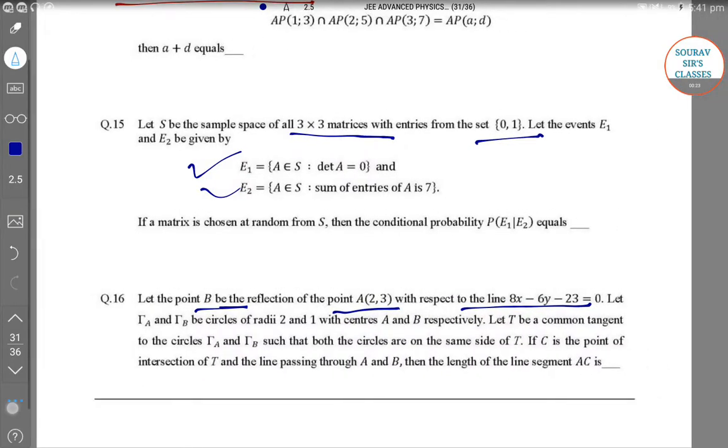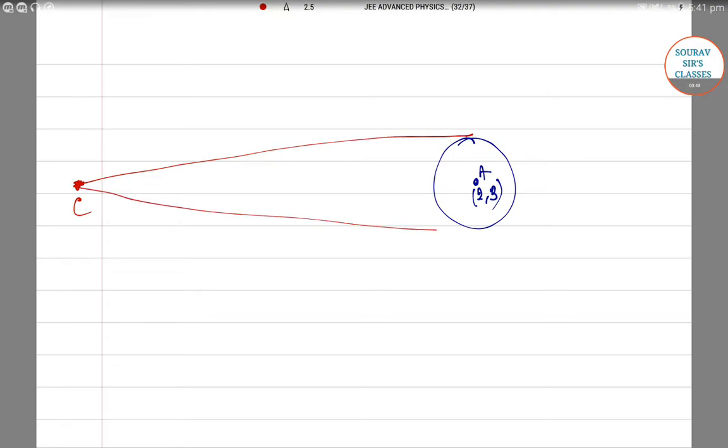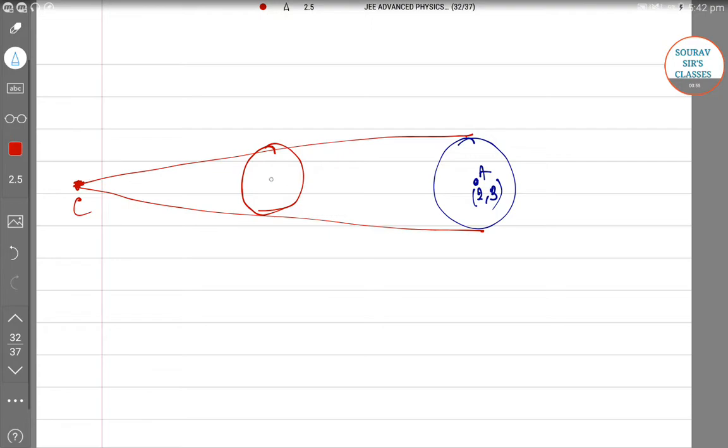If we draw this diagram, A is a circle with center at the point (2, 3). Here this is C, and B is the reflection of A.